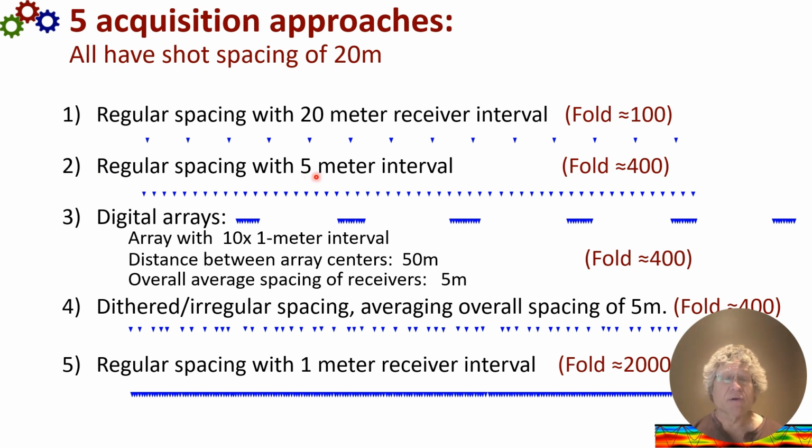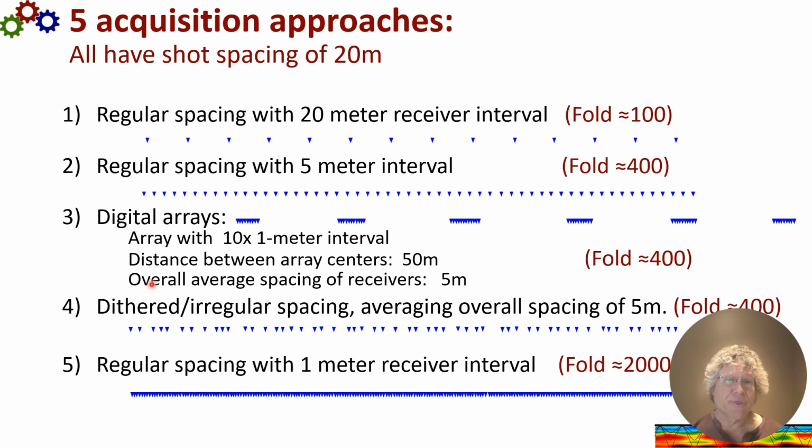I'm going to try regular receiver spacing with 5-meter interval. And you can see the blue spacing here. This produces fold of about 400. I'm going to use digital arrays. So each array here contains 10 receivers with 1 meter spacing, and the distance between the array centers is 50 meters. The overall average spacing is 5 meters.